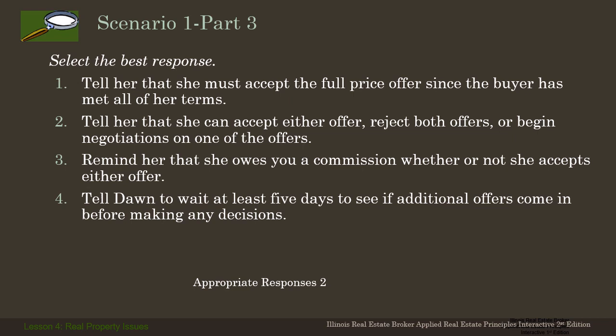So in advising our seller on what she should do, probably number 2 would be the best. We'll give her options. She can accept either of the offers and then go through negotiating on either of them. She can reject both offers and sort of start anew if she wants to. So she can either start negotiating on both offers, which typically is what you're going to do, or you're going to begin negotiations on just one of the offers, or you could reject both offers.